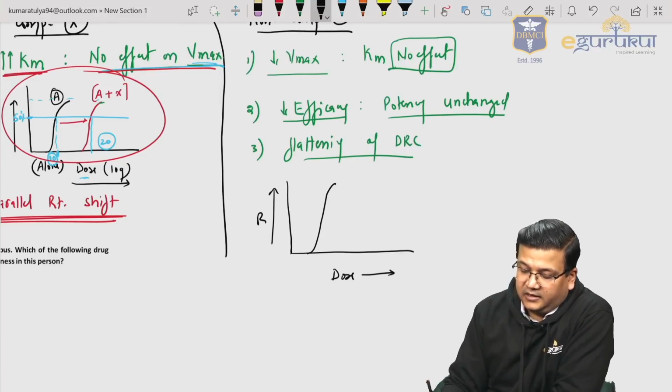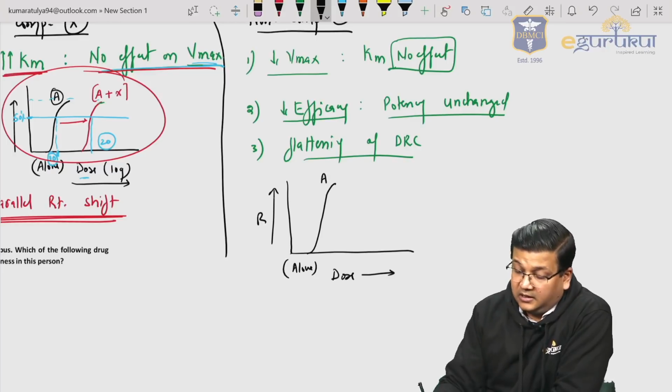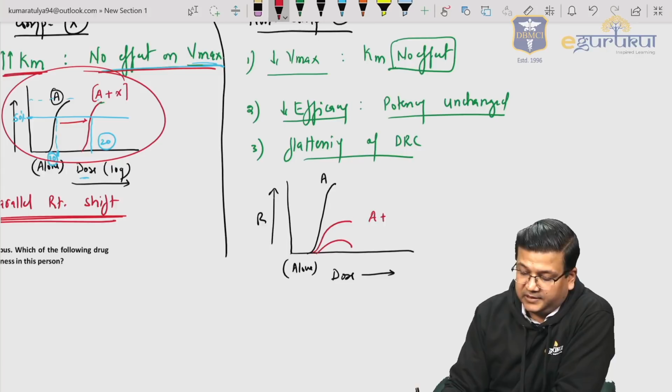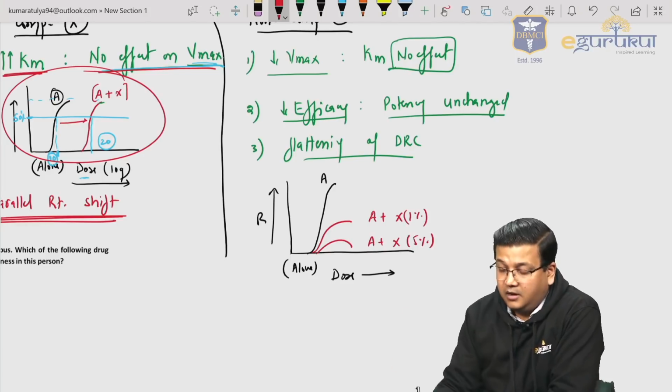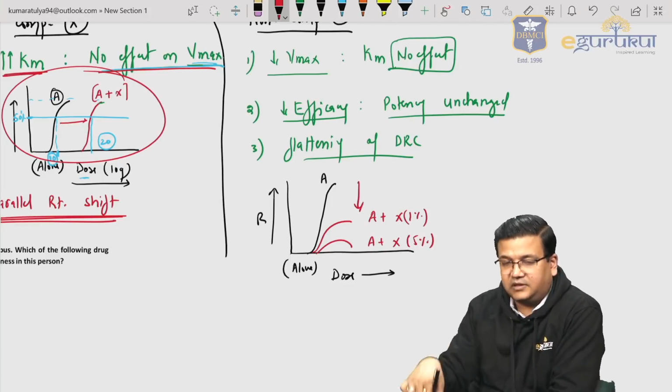The black line represents when drug A is alone in the body. This is drug A alone in the body. If X is added, then what happens? X causes downward shift. This is A plus X 1%. This is A plus X, let's say 5%, more concentration of X. The more you add, the more downward shift in the DRC occurs.